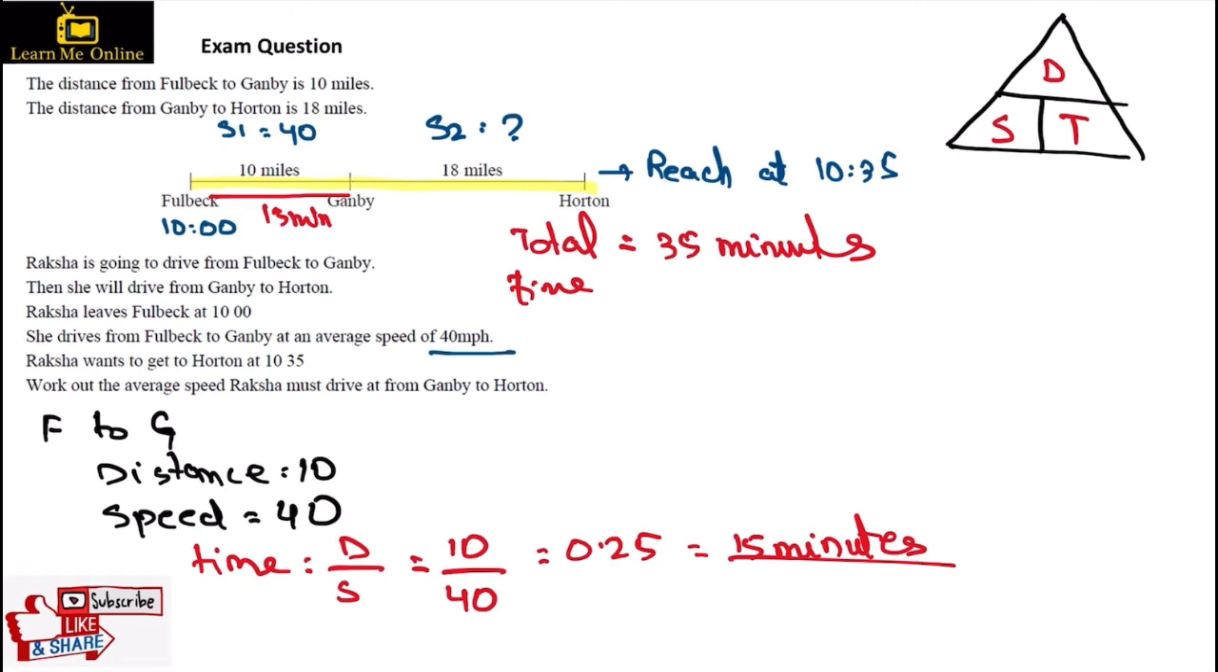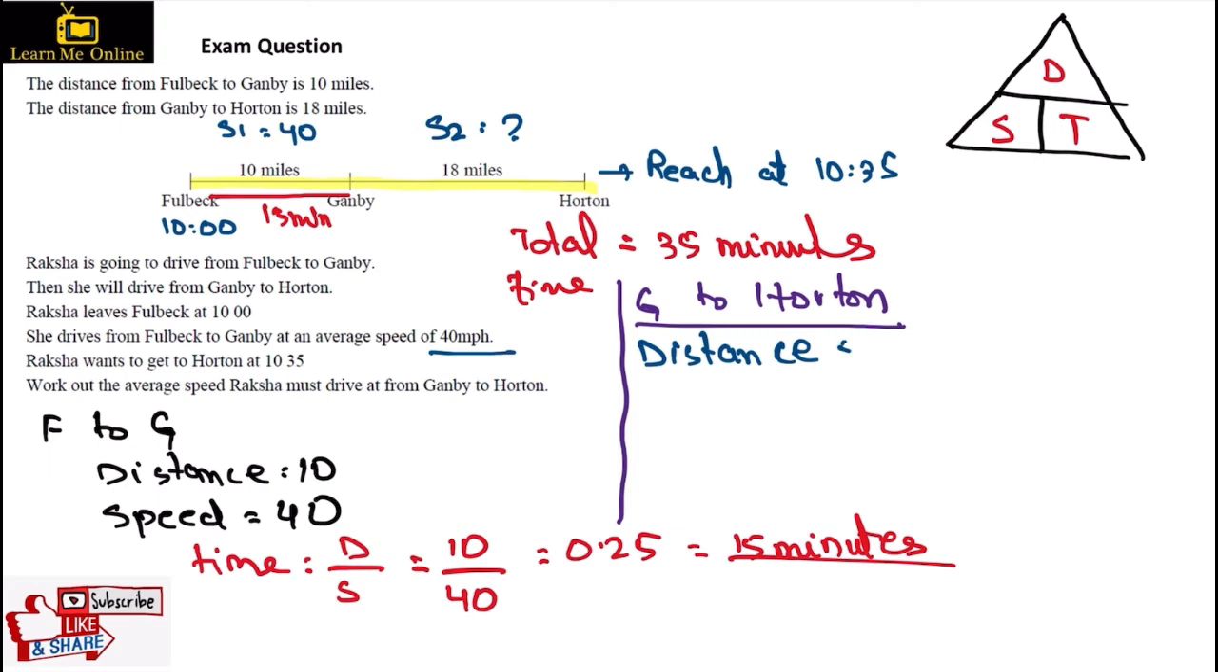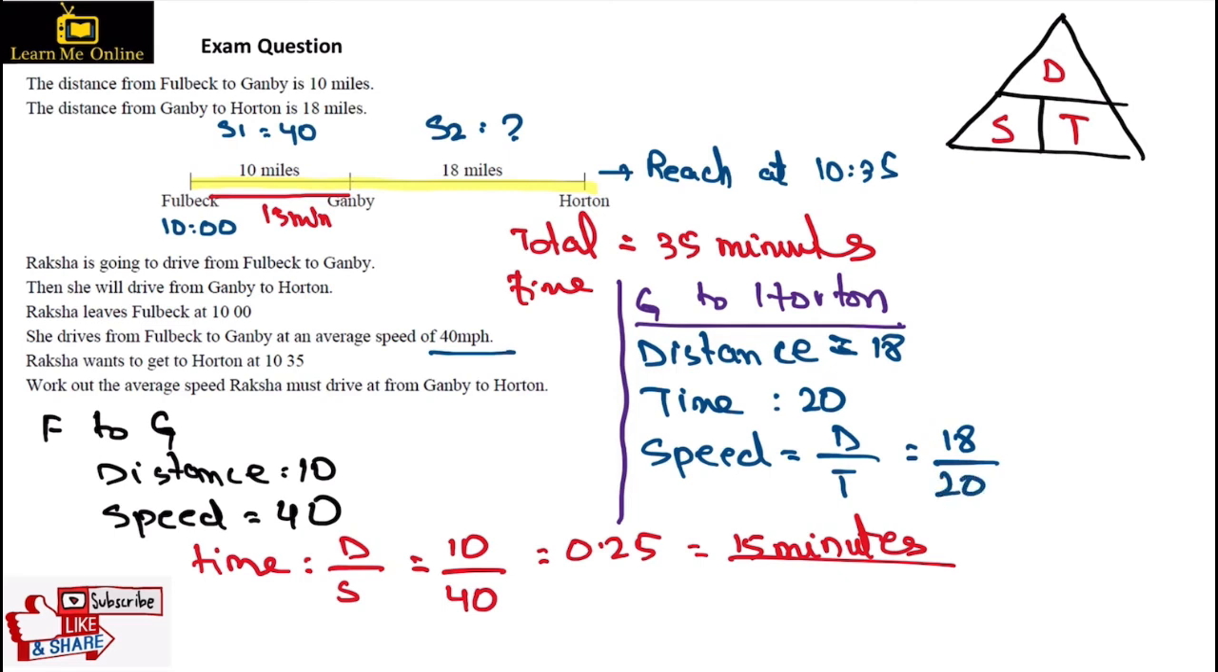So now I'm writing down what would be from Ganby to Harton. We know the distance from here to here is 18 miles. The next thing is we need to find out the speed, but we know the time, which is the remaining 20 minutes. Now we are finding out the speed. The speed formula is distance over time. So I'm going to write down distance over time. The distance is 18 and the time is 20.